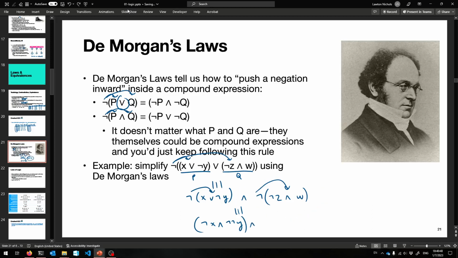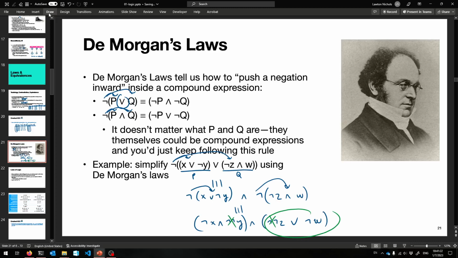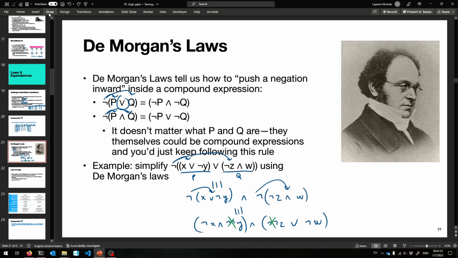Then I have the De Morgan's law on this whole thing. Push the negation inward to both sides, flip the AND to an OR. So this becomes not Z, the AND becomes an OR, and then it becomes not W. Okay? So that, I believe, is everything. And we'll see later that you can simplify these double negations. They just go away, to nothing. So it's really not X and Y. And this is just Z or not W. But that's a different law. We'll talk about that later. Okay?